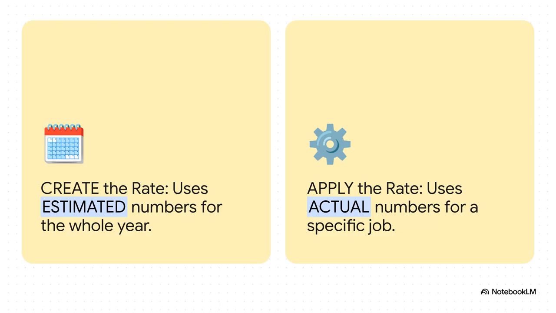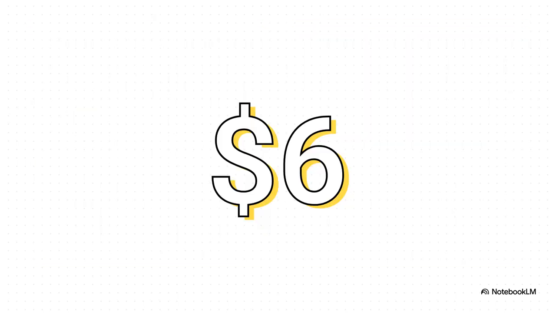Okay, listen up, because this slide is critical. This is the number one spot where students get tripped up, so don't let it be you. To create the rate at the beginning of the year, you use estimated numbers for the whole company. But when you apply that rate to a specific job, you use the actual activity just for that job. Got it? Create with estimates, apply with actuals. Don't mix them up.